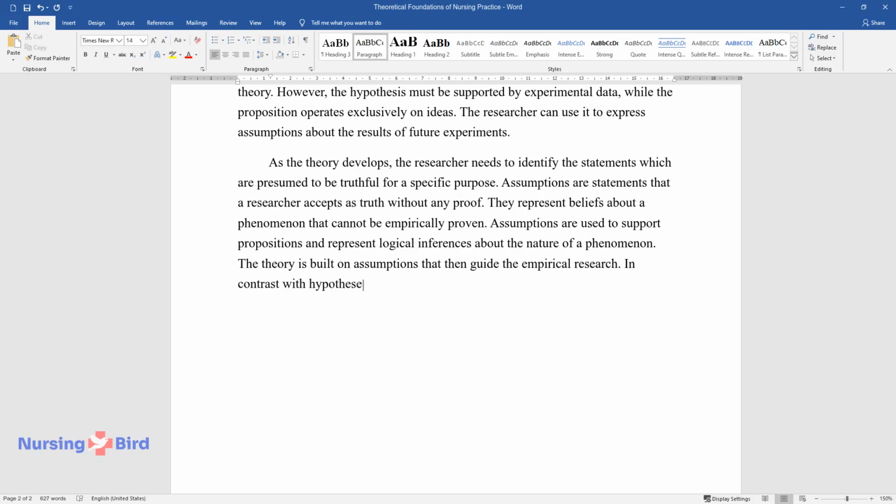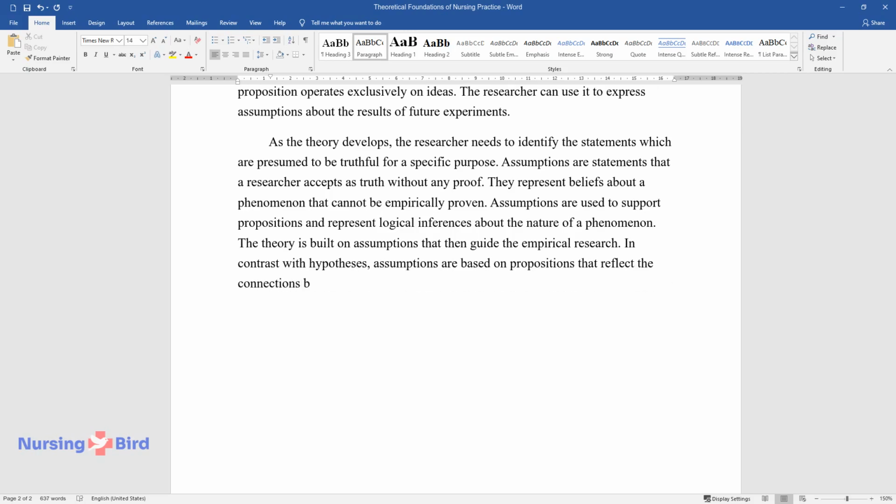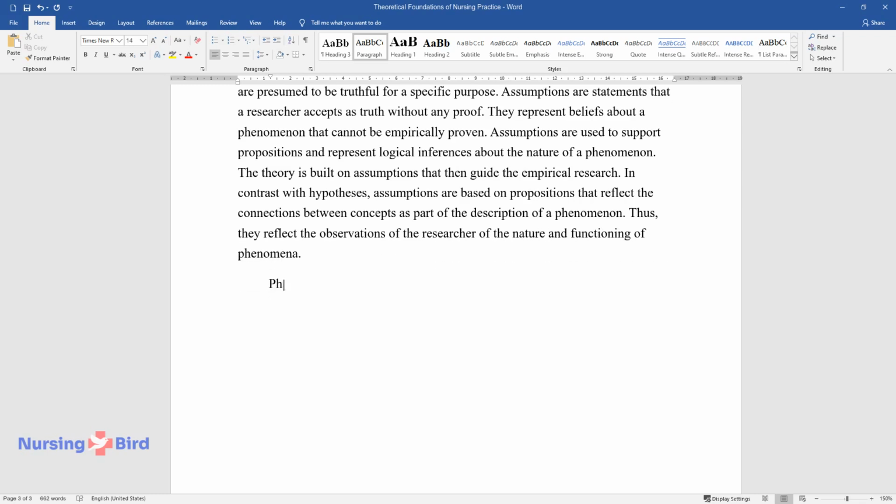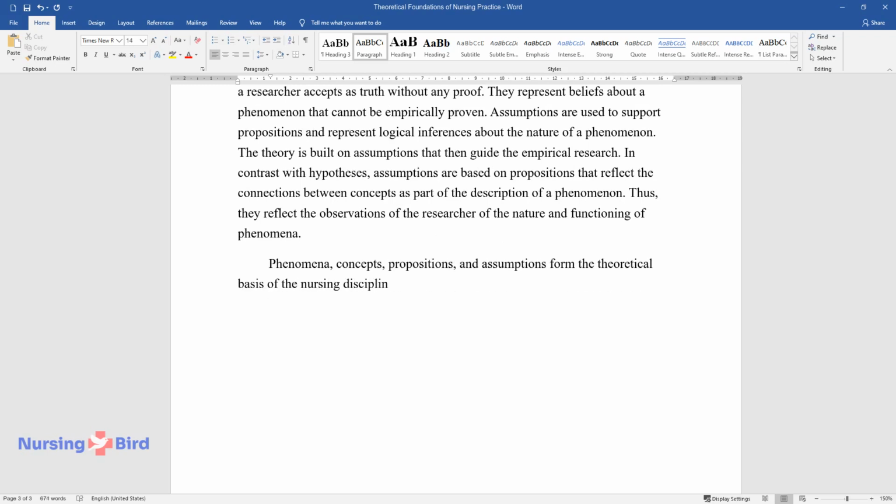In contrast with hypotheses, assumptions are based on propositions that reflect the connections between concepts as part of the description of a phenomenon. Thus, they reflect the observations of the researcher of the nature and functioning of phenomena. Phenomena, concepts, propositions, and assumptions form the theoretical basis of the nursing discipline.